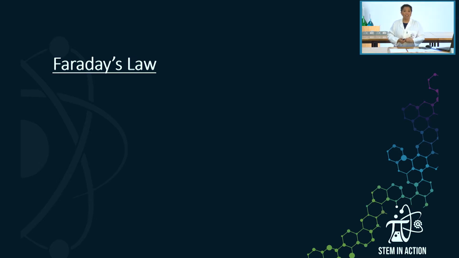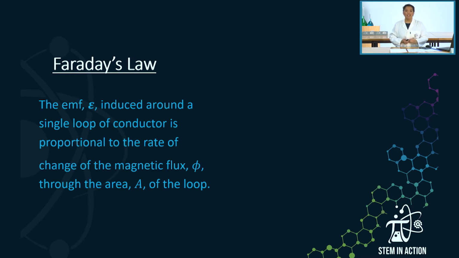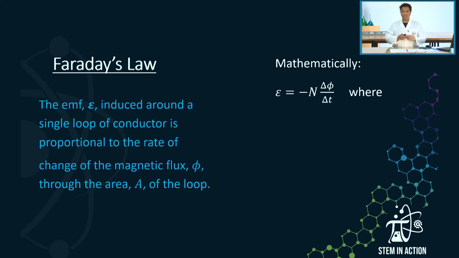This brings us to Faraday's law. Faraday's law says that the EMF induced around a single loop of conductor is proportional to the rate of change of magnetic flux through the area of the loop. Mathematically, this can be written as induced EMF equals minus N delta phi over delta t, where phi is our magnetic flux, and it's given by the equation B multiplied by the area times cos theta.